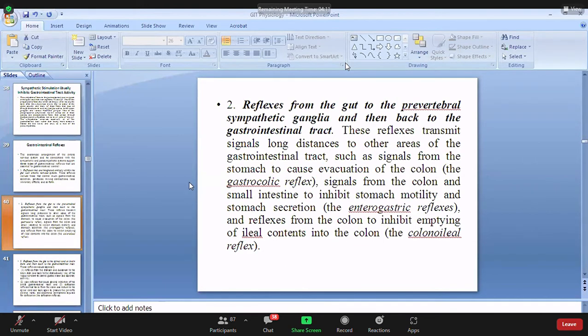Okay, next, the second one, how will it be controlled? The reflex from the gut goes to the prevertebral sympathetic chain, the ganglia that I showed, and then again back to the gut. What will it do? This reflex transmits signals long distances to other areas of the GI tract, such as signals from the stomach to cause the evacuation of the colon, termed the gastrocolic reflex.